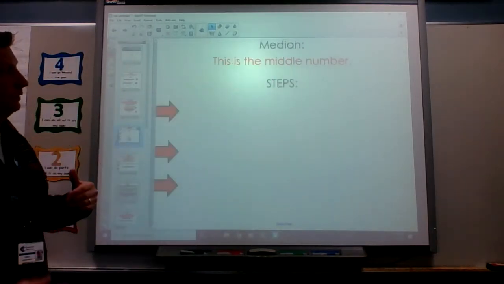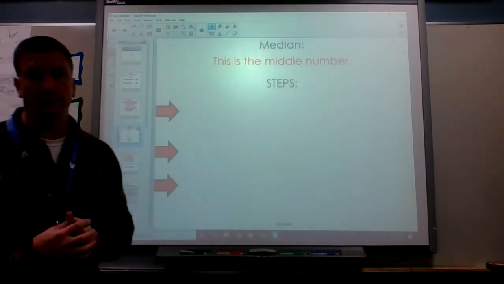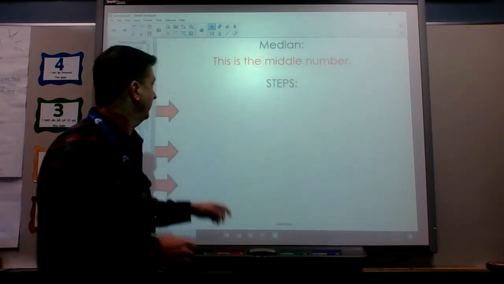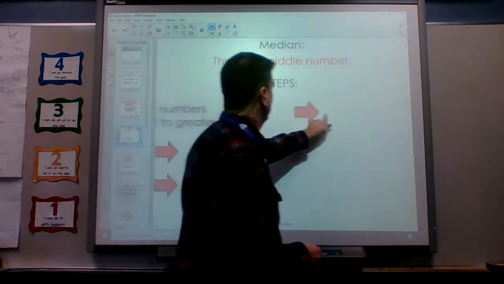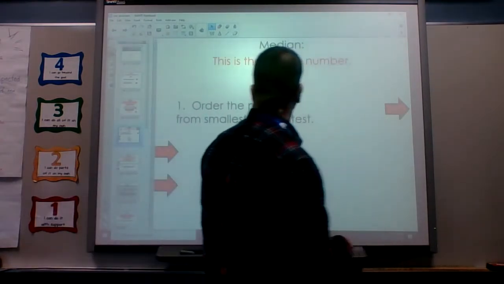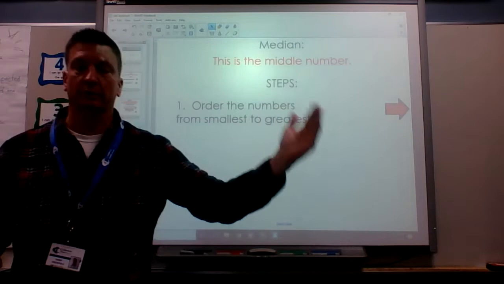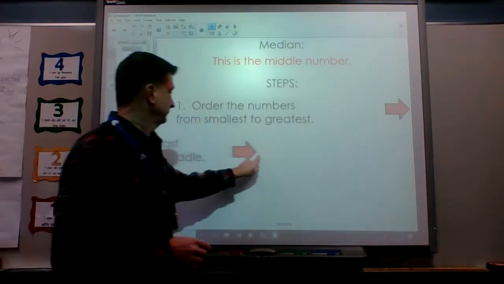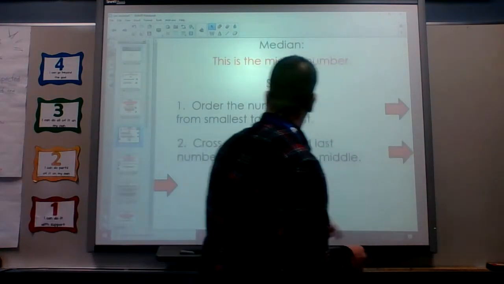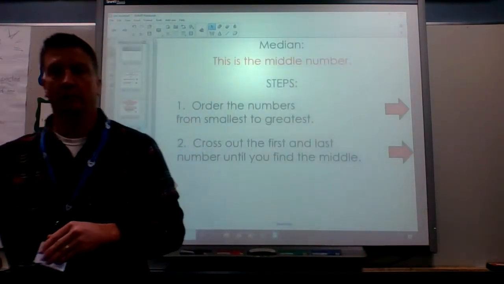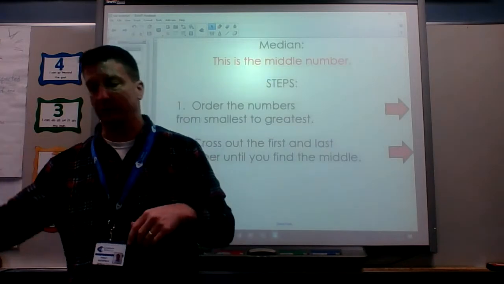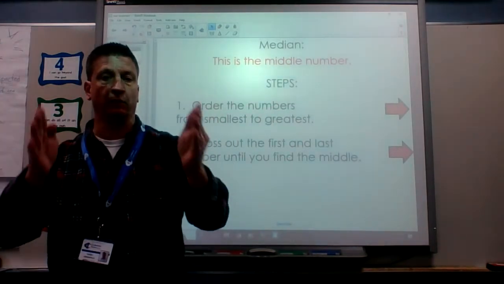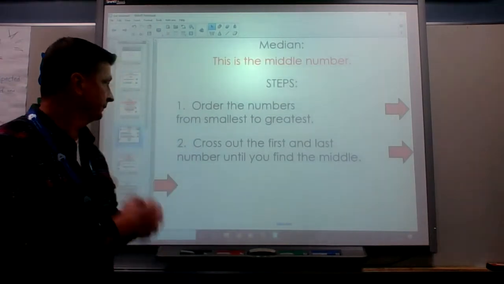If you remember yesterday in your foldable, we talked about the median. That's your middle number. If we have a large set of data, we're first going to put them in order from smallest to largest. Once we've done that, we're going to start with the smallest number and the largest number, and we're going to keep crossing them off until we get towards the middle.